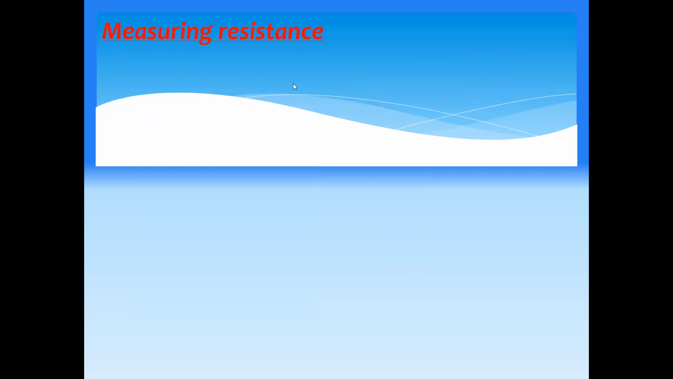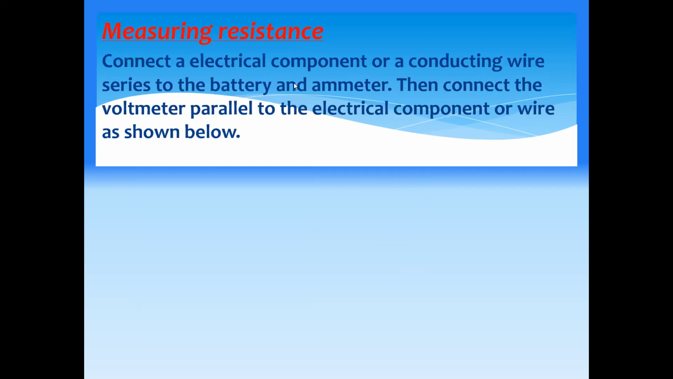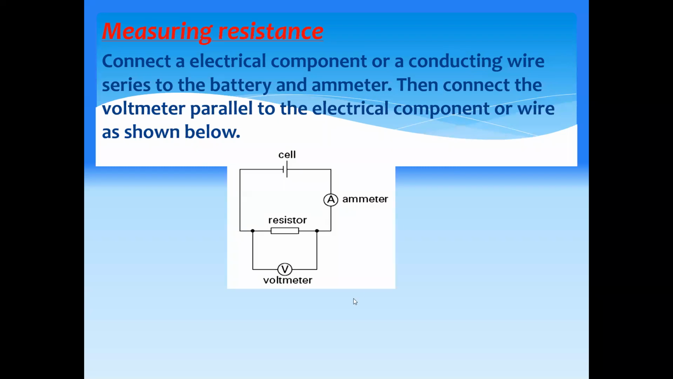Practically, if we want to measure the resistance, what can we do? We'll connect an electrical component, an ammeter in series. Then we'll connect a voltmeter in parallel and measure the voltage and current, and we'll get the resistance of the component. The only thing which will change is the component whose resistance we are measuring.